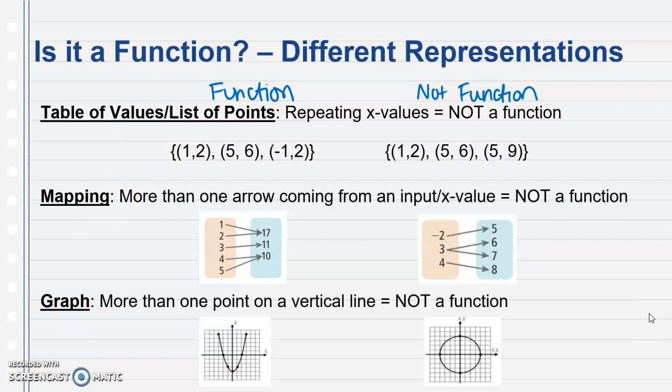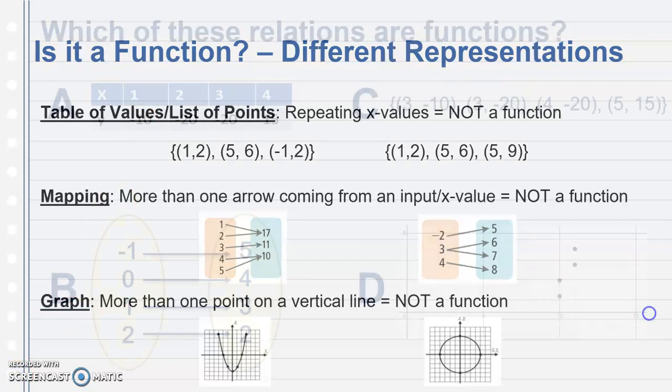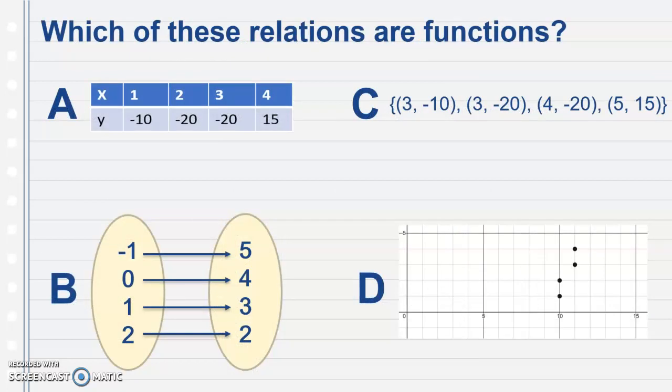And let's use it to try a few problems on our own. Here are 4 examples of relations or points or ordered pairs, and I want you to think about those representation rules we had on the last slide and determine which of these relations are functions. Which ones of these have every input going to exactly one output? Pause the video, give it a whirl, and come back to check your answers.